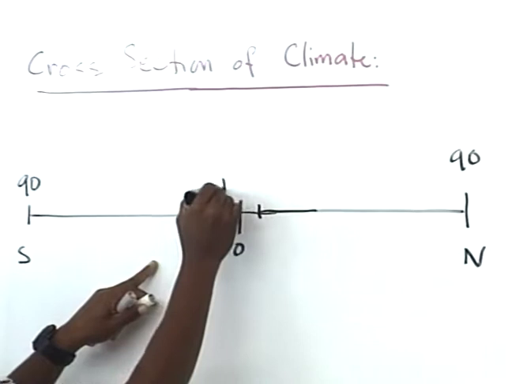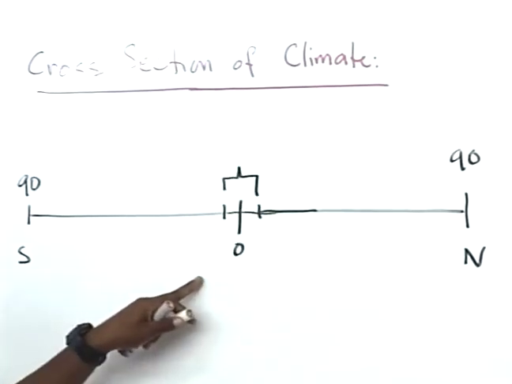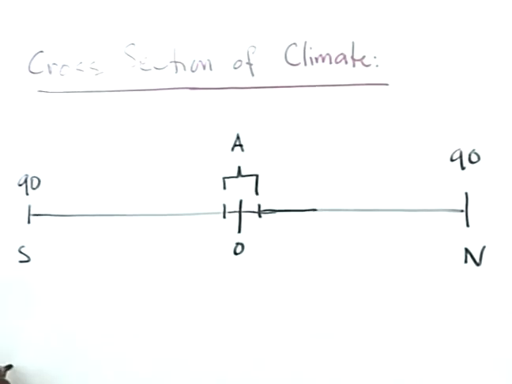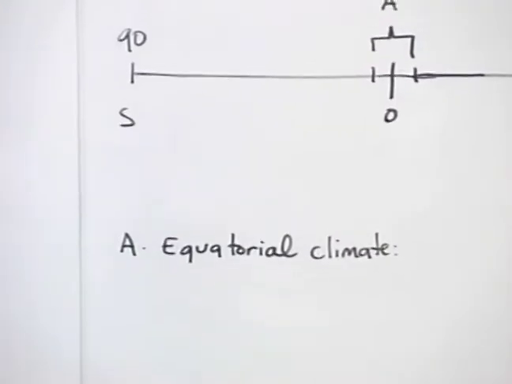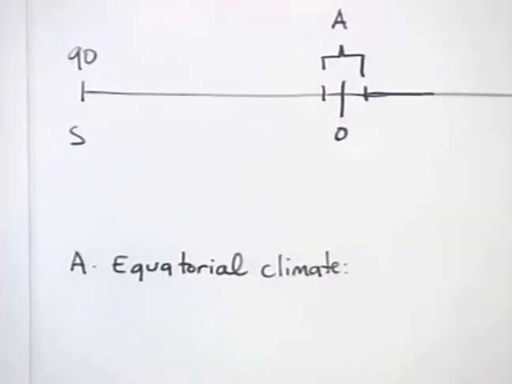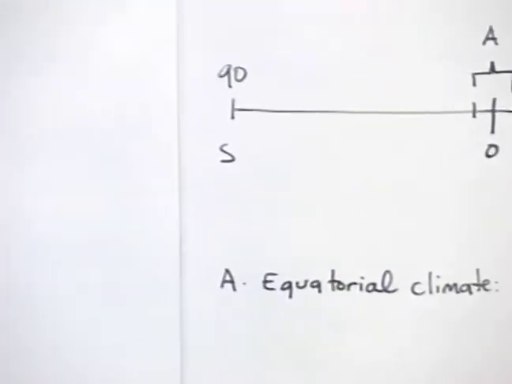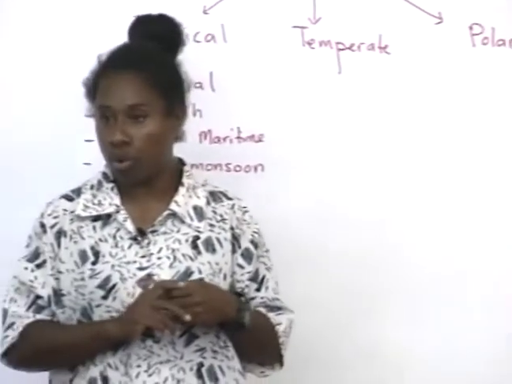This area here, this region, would be said to have what we call the equatorial climate. So I'll put down the letter A to represent the equatorial climate. So if you are within the area 5 degrees north of the equator, 5 degrees south of the equator, then those areas are said to have the tropical climate known as equatorial climate.